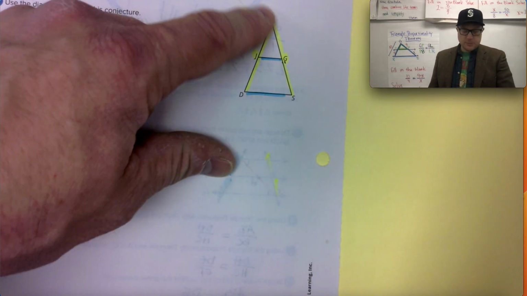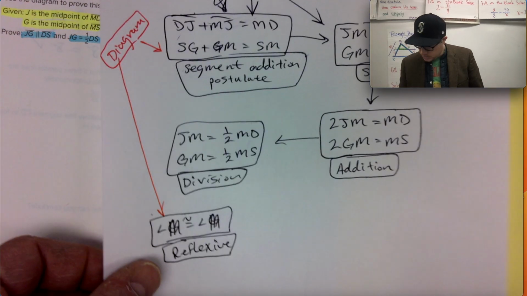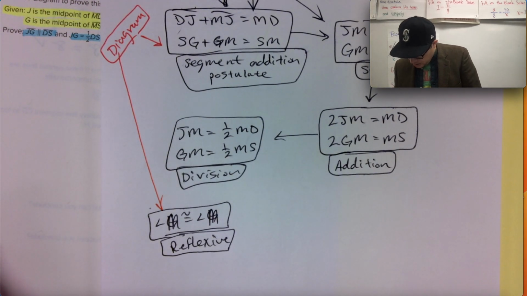Because it's overlapping. This small triangle is overlapping. It's lying on top of the bigger triangle. Now what?